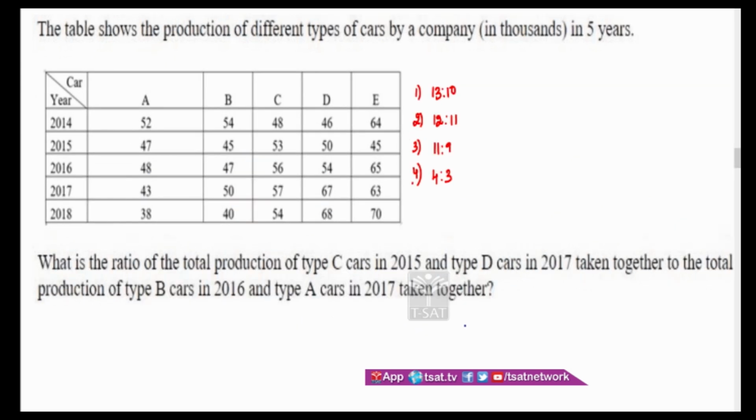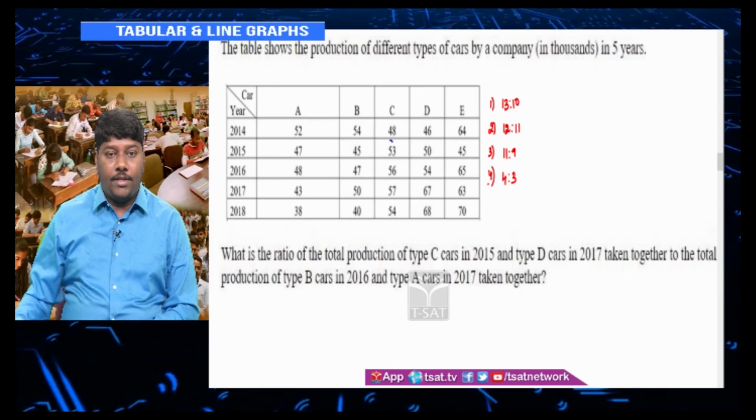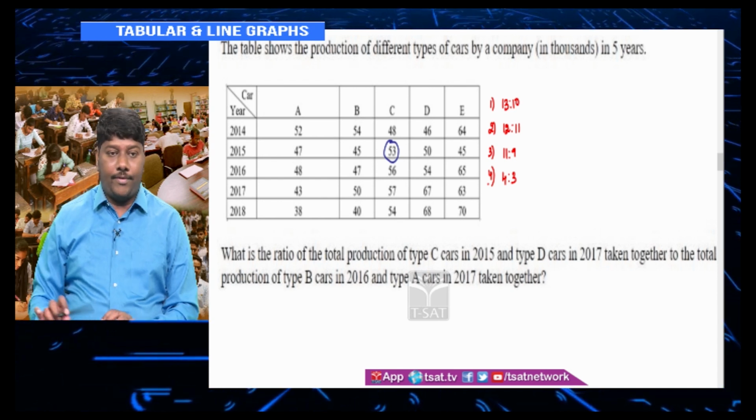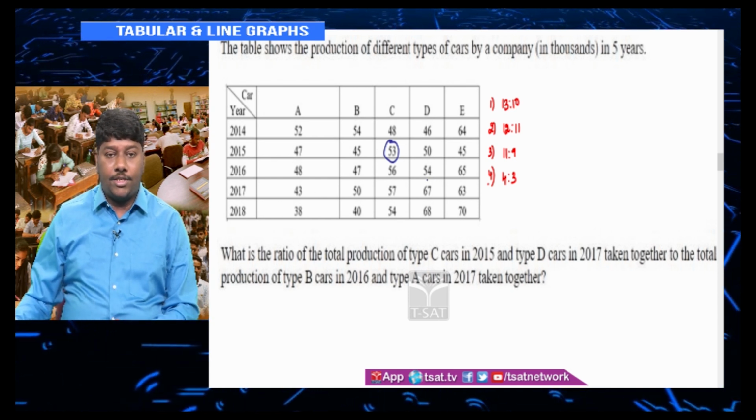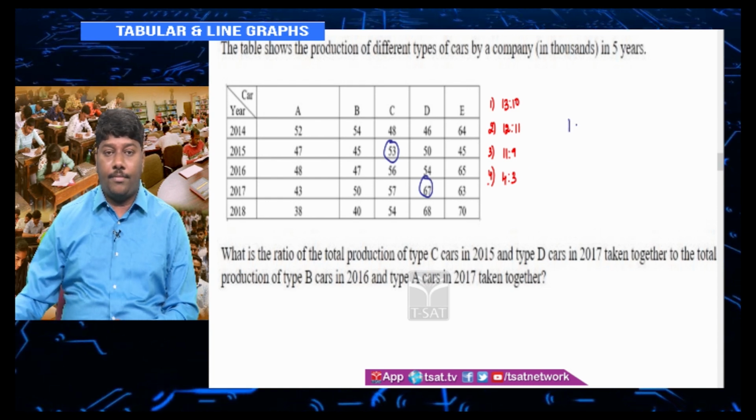What is the ratio of the total production of type C cards in 2015 and type D cards in 2017 taken together to the total production of type B cards in 2016 and type A cards in 2017 taken together? So, he is asking you the ratio. Total production of C in 2015, C is 53. Then type D cards in 2017, type D in 2017 is actually 67, plus 53 is 120.